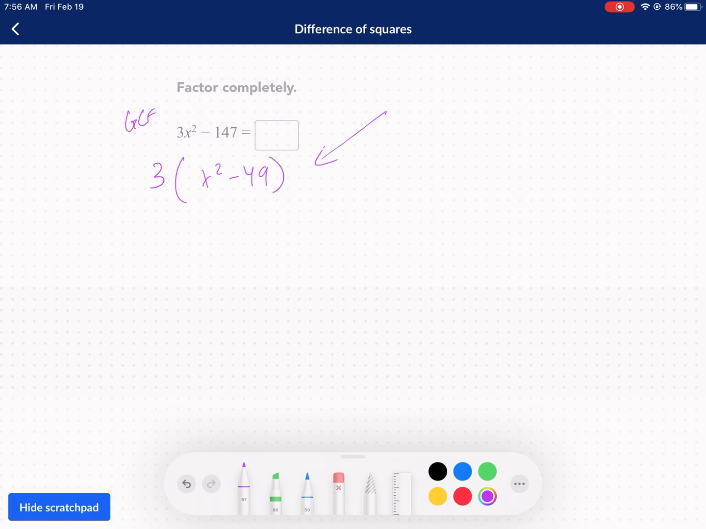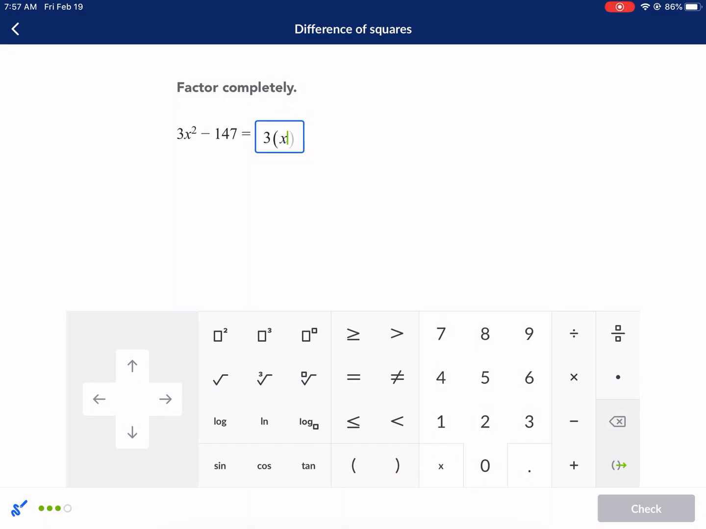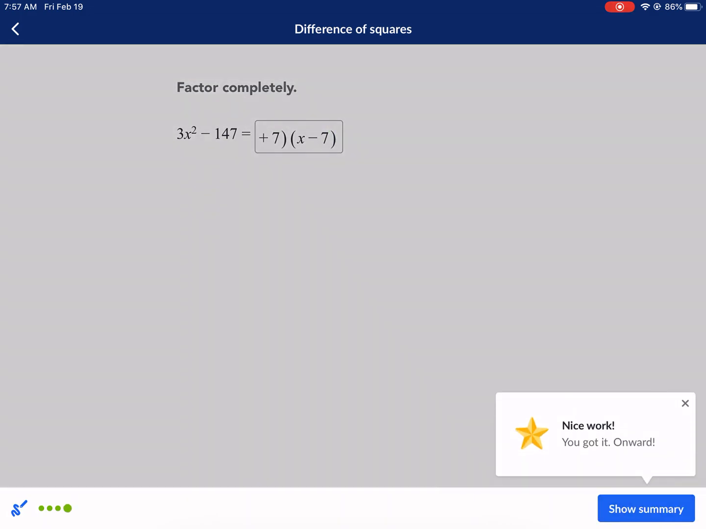Always rewrite it first. Don't try to do a 2 and 1, jump straight to this. I swear, everyone always messes up when they do that. Don't do that. Okay, take your time. Good things take time. So we have here x squared. We're going to put the square root there and there. We're going to put the square root of 49 there and there. 7, 7. Make one positive, one negative. 3 times x plus 7 times x minus 7. Type that in. And that's it. 100%.